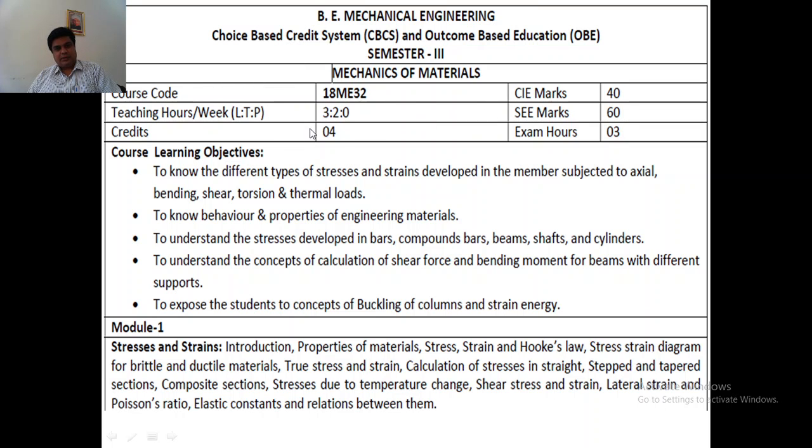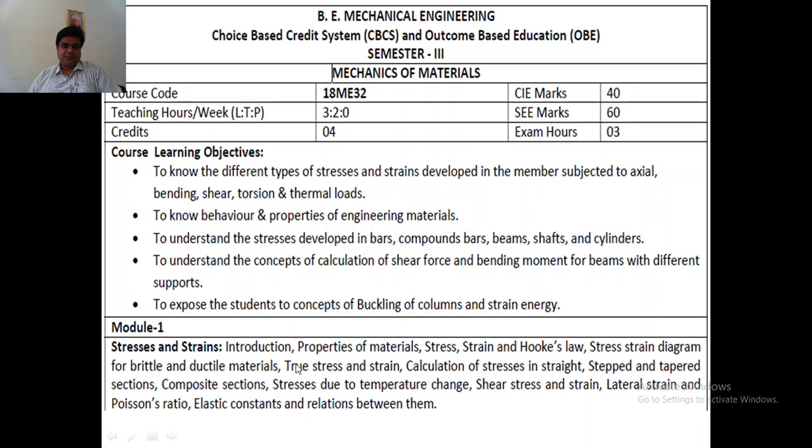You have 4 credits for this, with continuous internal marks of 40 marks and semester end exam of 60 marks. We have some outcomes, called learning objectives, for this course. The objectives are based on the different modules where the syllabus is designed. From each module we will be learning some objectives or aims of that particular module. In the first module, as I told you, we learn about the concept of stress and strains.